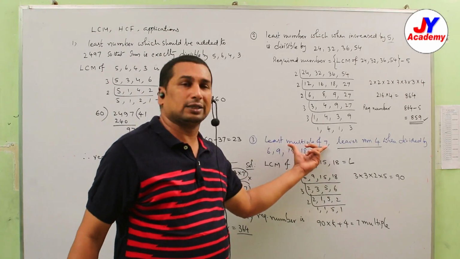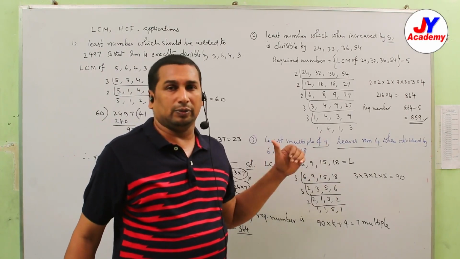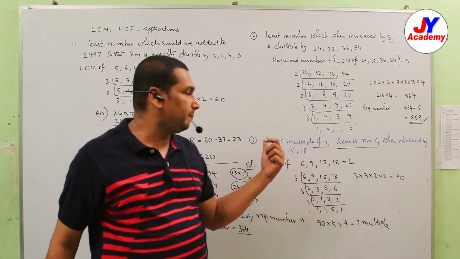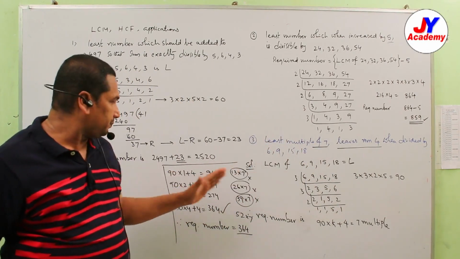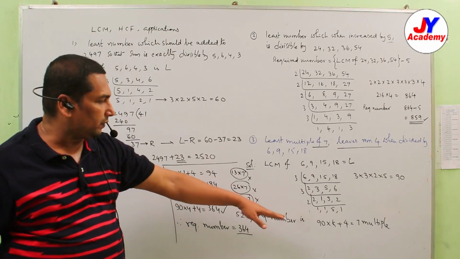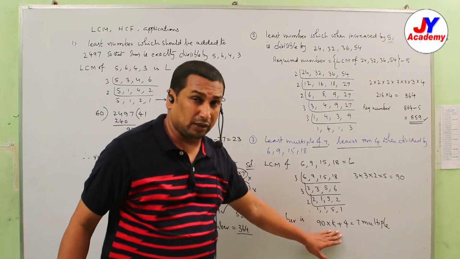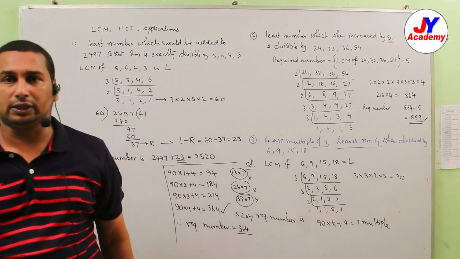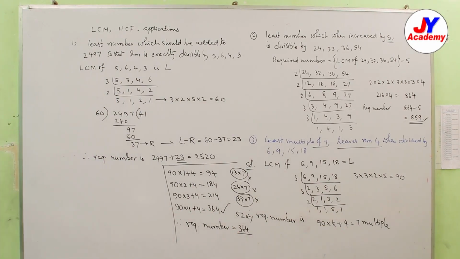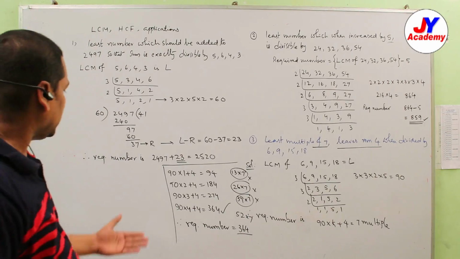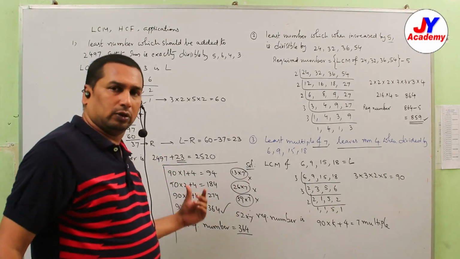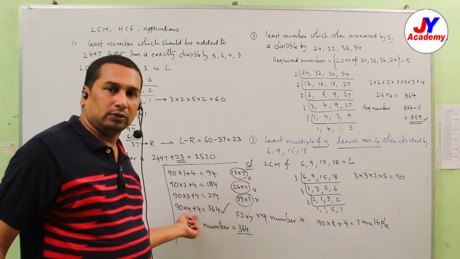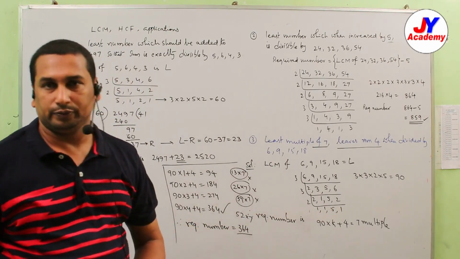But here the question is asked like the least 7 multiple. Least number means 94, least 7 multiple means the required number in the form of 90 into some natural number k, 90 into k plus 4, that is a 7 multiple. For what value of natural number k? That is the least. k starts from 1, 2, 3, counting numbers. It is satisfied for k equal to 4. It may have more values, but the least value is 364.